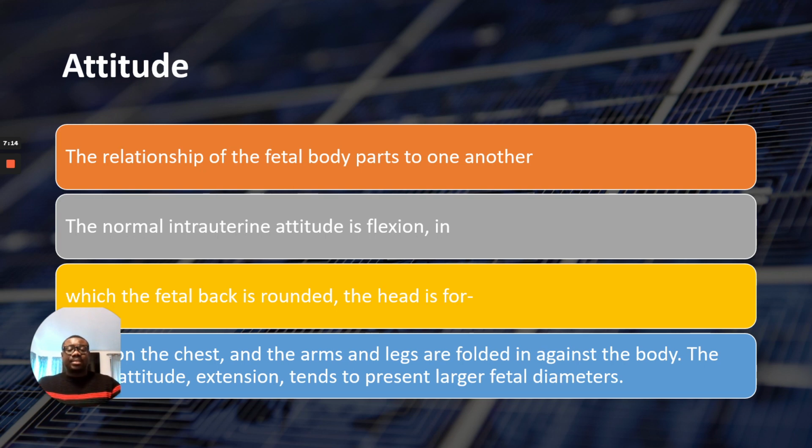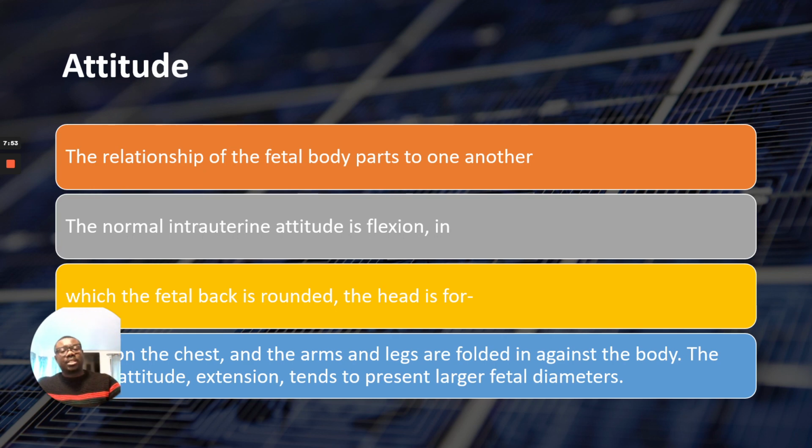So flexion is the normal position for the fetus in utero, and that's why the fetus will be still like this. The head is bowed down, the chin is towards the chest, and the knees are drawn up towards the abdomen. That position of the arms and legs drawn up is referred to as the flexion position, which is the normal intrauterine position of the fetus. That is what we call the attitude. The back of the fetus is rounded, and the head, the chest, the knees, and the legs are all folded.